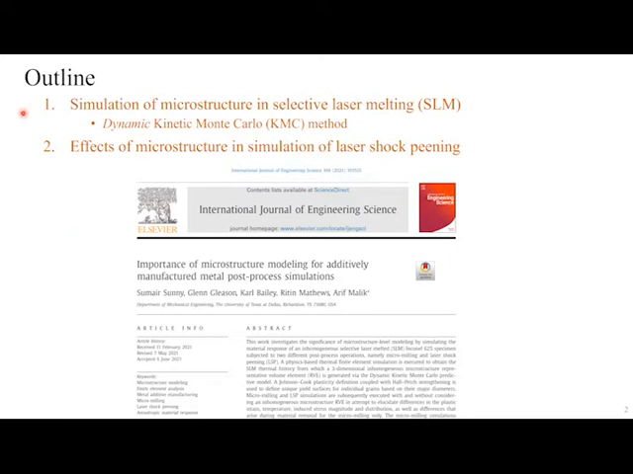So the outline of the talk, as I mentioned, the first part is on simulation of the microstructure in selective laser melting. For that, we created what we call a dynamic kinetic Monte Carlo method. It's a new method, which is an enhancement over the traditional kinetic Monte Carlo method. The second part is the effects of including the microstructure in the simulation of laser shock peening. We'll look at just a single shot on a cube specimen, and we'll do a comparison with the method that we've proposed with crystal plasticity, and you'll see that there's very good agreement between the two.